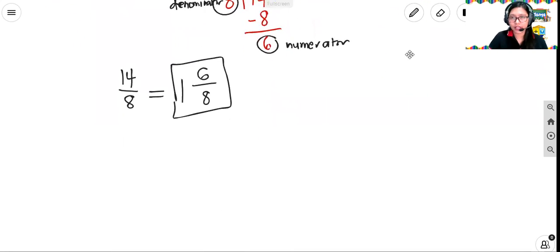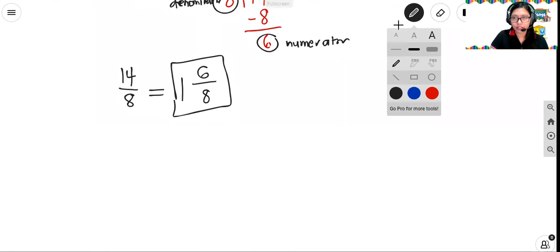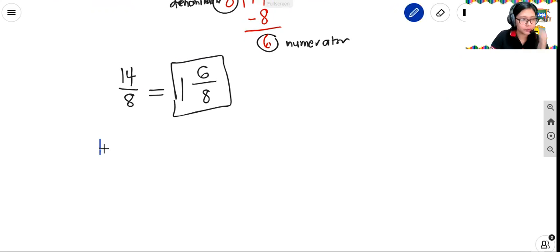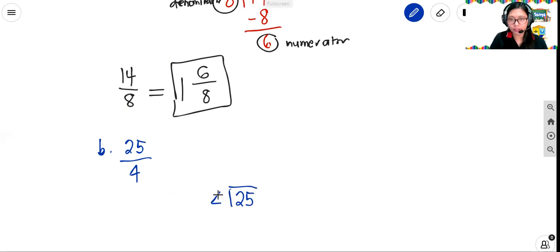Let us try another example. Let us have 25 over 4. So again, in order for us to express an improper fraction to a mixed number, we need to divide the numerator by the denominator. So in this case, we need to divide 25 by 4.